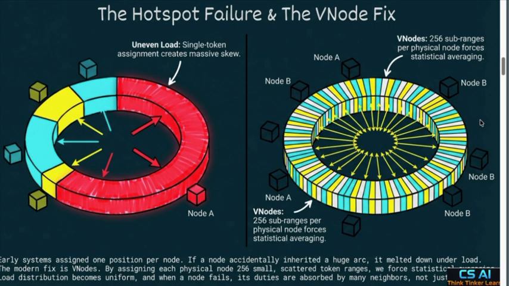Early distributed systems had a problem: hotspots. If one node was assigned a huge arc on the ring, it would melt down under load. The modern fix is vnodes, or virtual nodes. Instead of one position, we assign each physical node 256 small scattered token ranges across the ring. This forces statistical averaging. Load distribution becomes uniform, and if a node fails, its duties are absorbed by many neighbors simultaneously, preventing a cascade of death for a single neighbor.